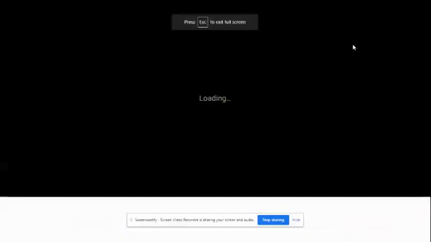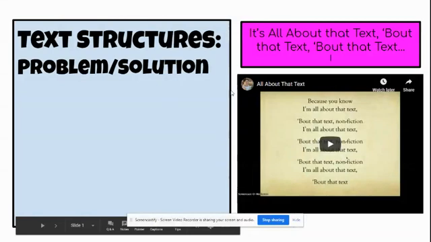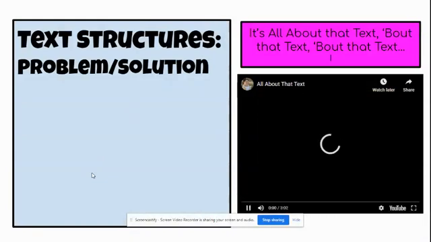Today we are going to do problem and solution. And problem and solution is a whole lot like cause and effect. So hold on tight because it's going to kind of be similar.